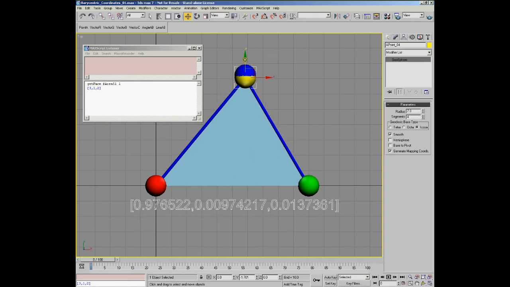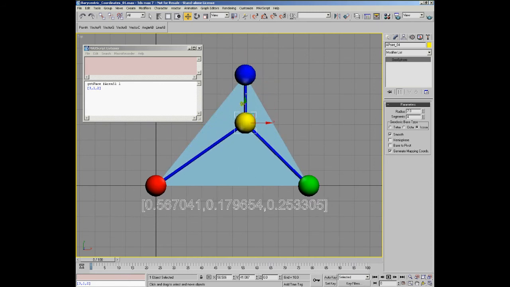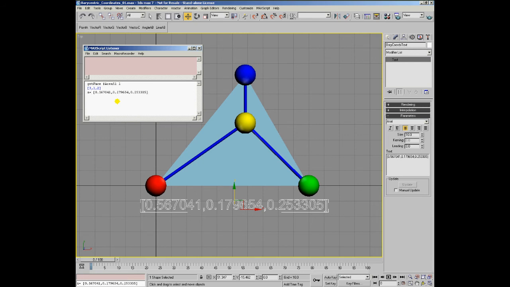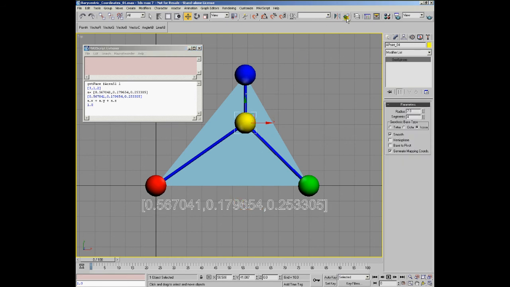If we move the point back, the areas of the other two subtriangles become non-zero. It's important to note that the sum of the 3 values is always equal to 1. We can select this text and take a look at the sum of the 3 components. As expected, the sum of the 3 components, the 3 barycentric coordinates, is 1.0. The same is true for the other points.